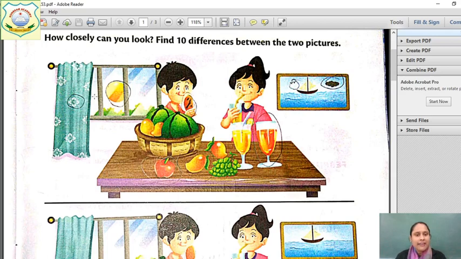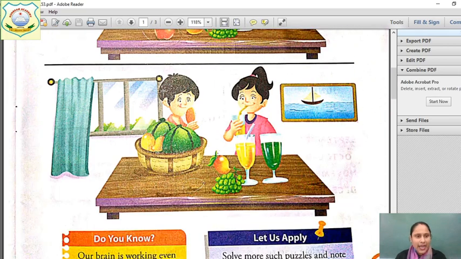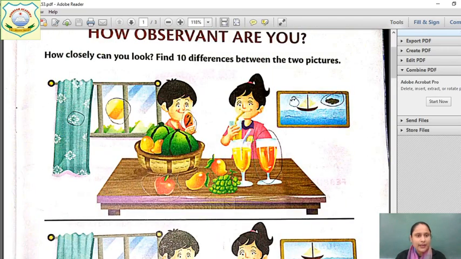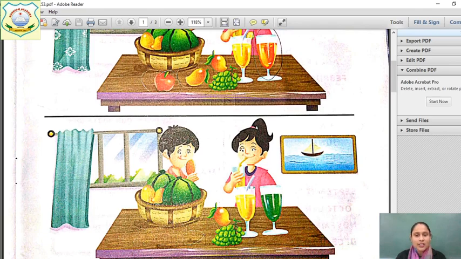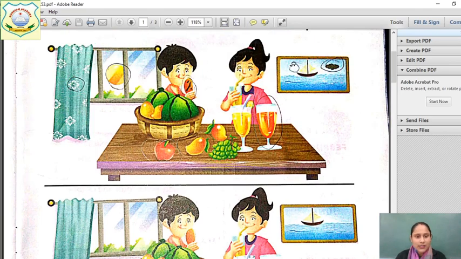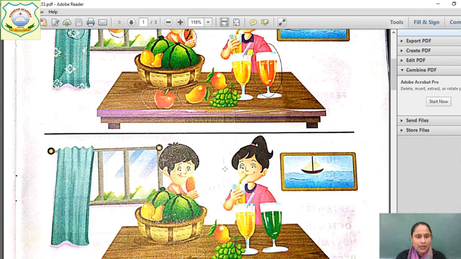So there are 10 differences. We have marked 8 of them and 2 more differences are there. So let's find out the 2 more differences. What are the 2 more differences? Here in the girl's collar you can see the pattern is different, whereas in this picture the girl's collar is different. So this is again one of the differences that you can mark.